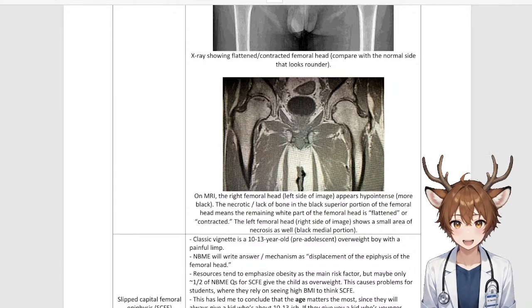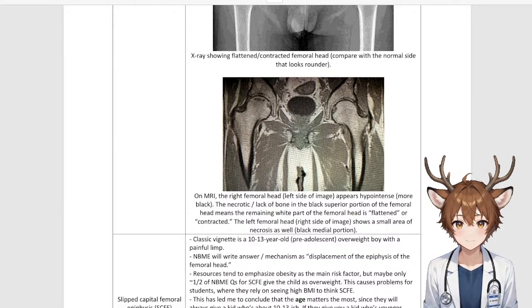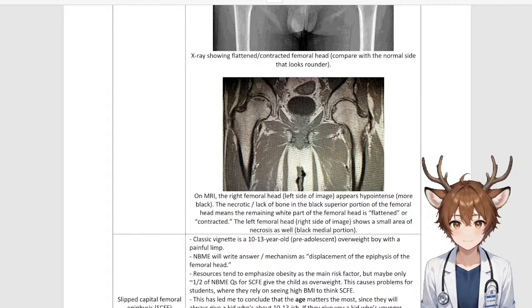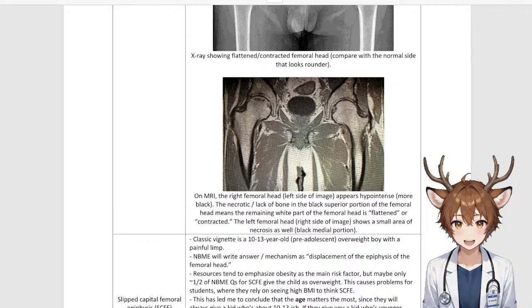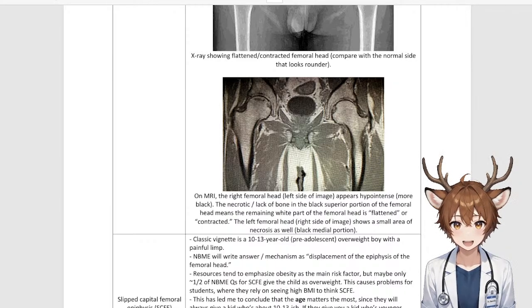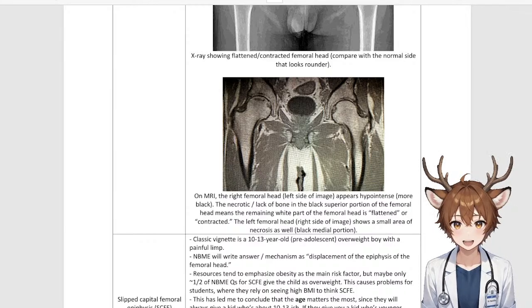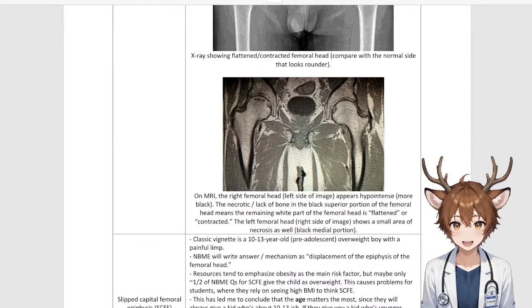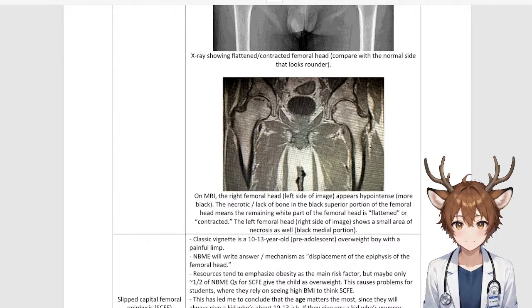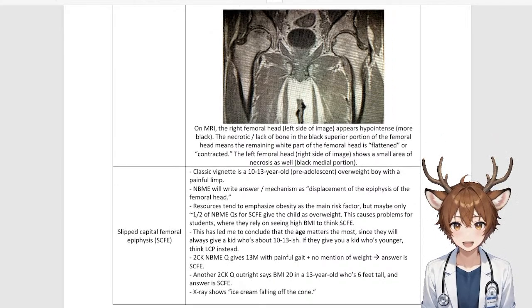Here we have another depiction. On MRI, the right femoral head, left side of the image, appears hypointense, more black. The necrotic/lack of bone in the black superior portion of the femoral head means that the remaining white part of the femoral head is flattened or contracted. The left femoral head, right side of the image, shows a small area of necrosis as well, black medial portion. So this person has a little bit of necrosis on both sides.